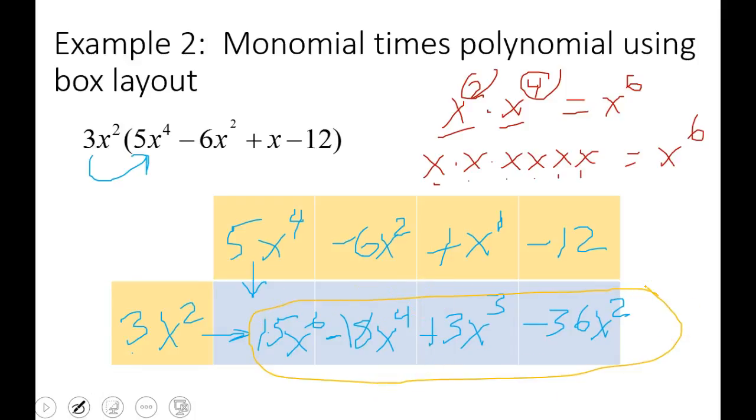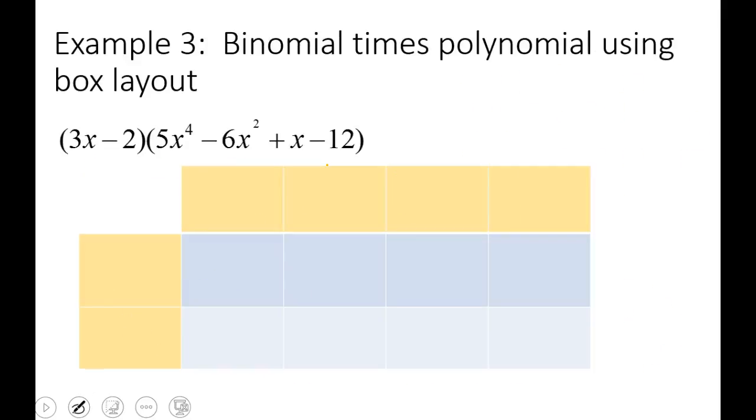So that's a way to organize your work. So you're not, I don't like looking back and forth. I'd much rather look in this two-dimensional pattern. So let's take a look at another example using this method that's a little more complicated. So now I have a binomial. I have two terms here times my polynomial.